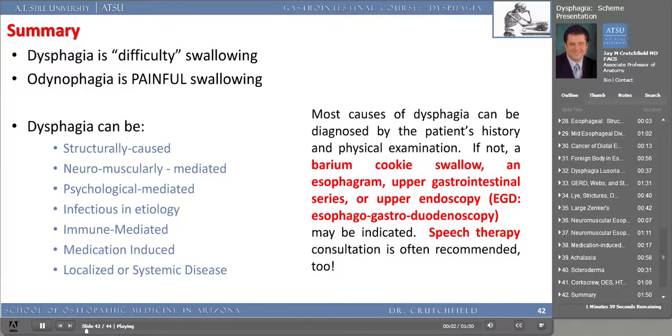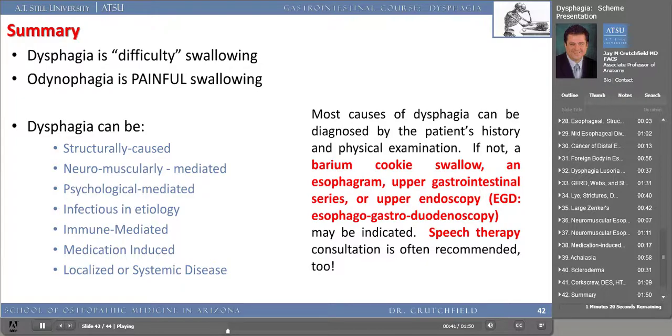So, in summary, remember, dysphagia is difficulty swallowing, and it's usually broken down into oropharyngeal or esophageal. The oropharyngeal is the voluntary phase. Odynophagia is painful swallowing. A patient can present with dysphagia alone, painful swallowing alone, or a mixed picture. Also remember that dysphagia can be structurally caused, neuromuscularly mediated. It can be caused from medications or from a localized disease such as tonsillitis or a systemic disease like syphilis.